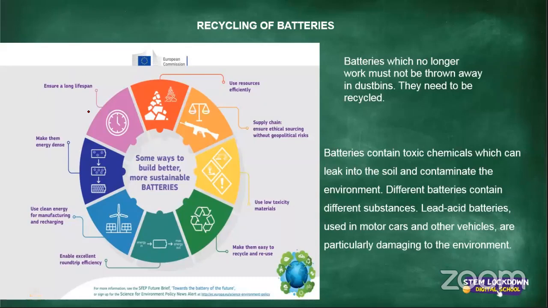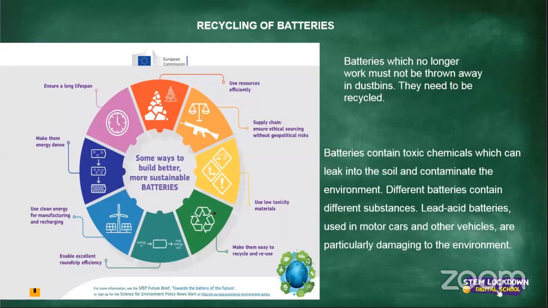Some ways to save our environment: when you're buying batteries, buy batteries that have a longer lifespan. Make sure that you use your electricity and all your resources efficiently. That means you should switch off and unplug devices that you're not using. Don't steal energy by connecting to energy from poles in an unauthorized way. Choose batteries that have low toxicity, that means they're not toxic.